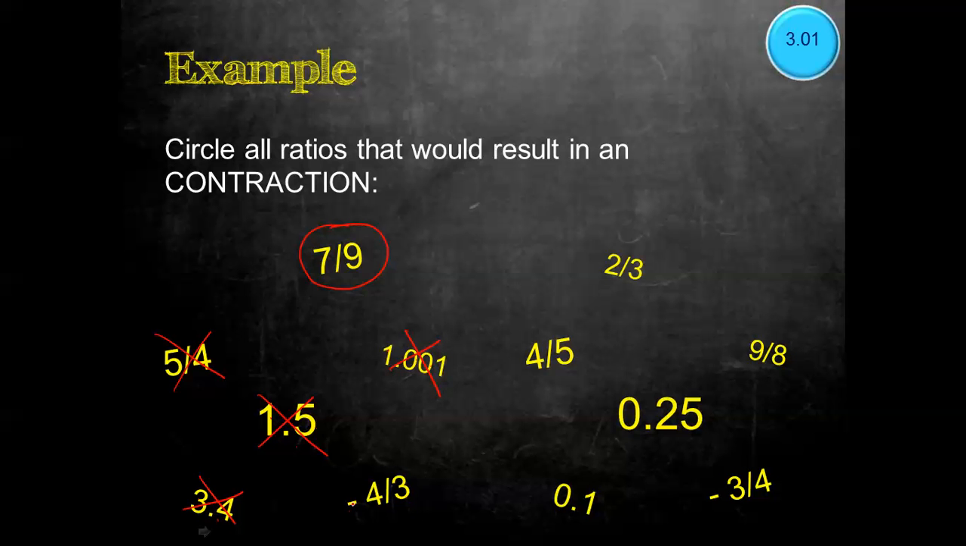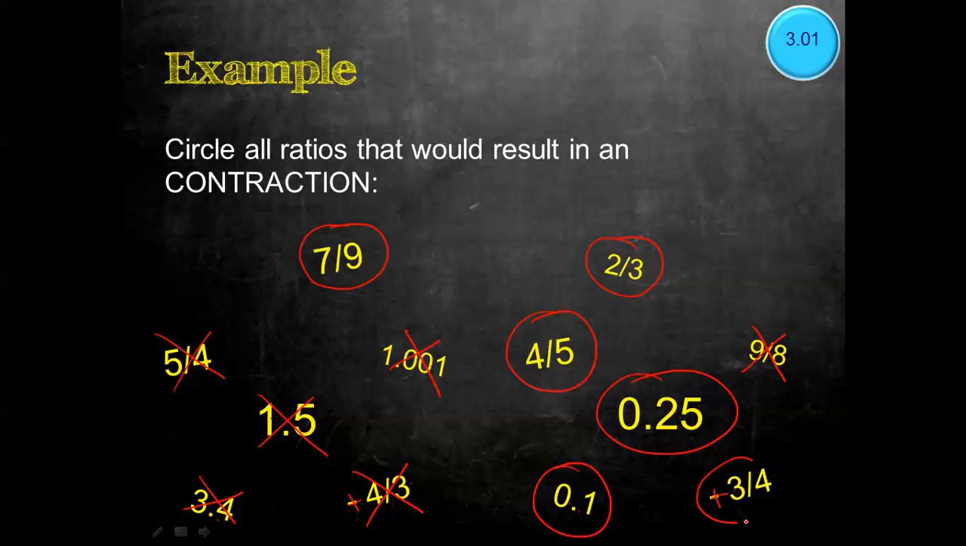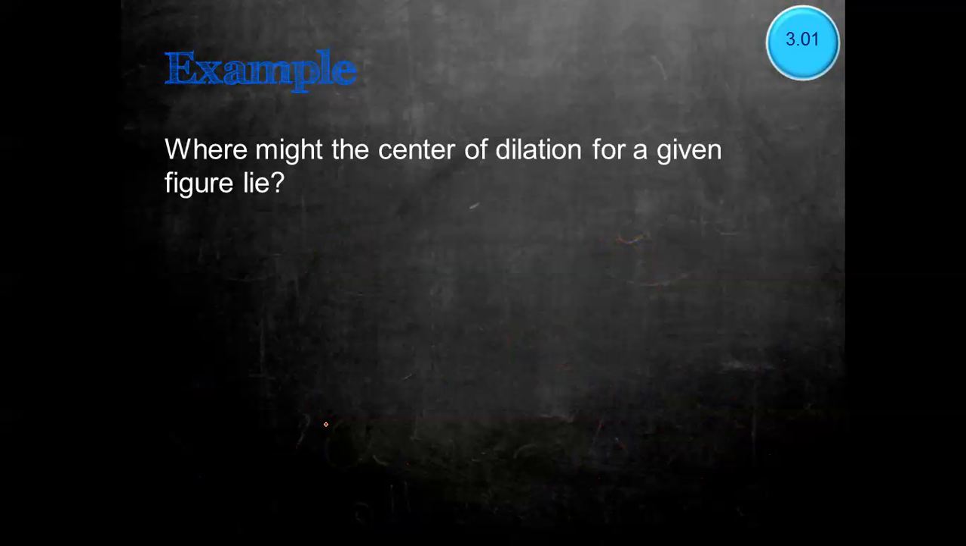Now that is less than 1, but again, with scale factor, we want to talk about the absolute value, and 4/3 is bigger than 1, so we wouldn't include that. 2/3, that's smaller than 1. 4/5, that's smaller than 1. 9/8, that's bigger, so we wouldn't include that. 0.25, that's smaller. 0.1, that's smaller. Negative 3/4, now that's smaller, but again, we want to check the positive, okay? So even when it's positive and it's 3/4, it's less than 1, so we would include that.